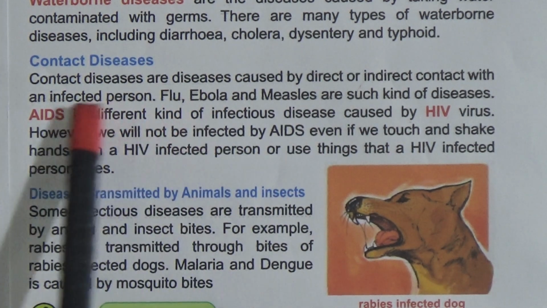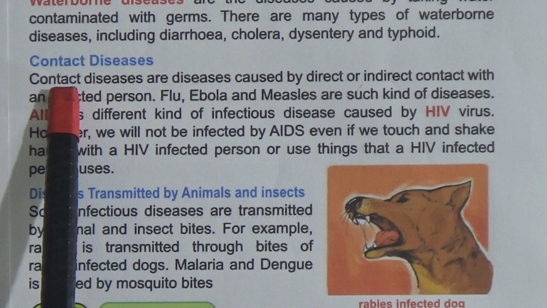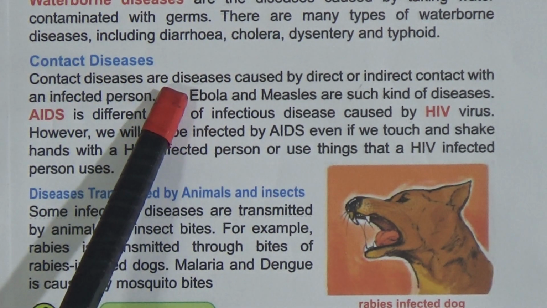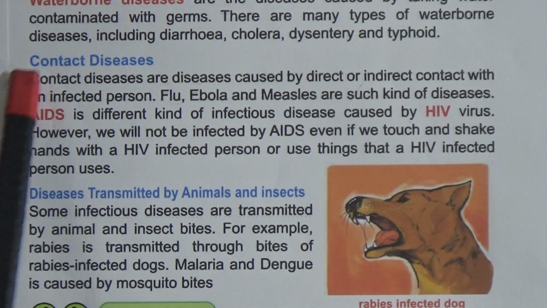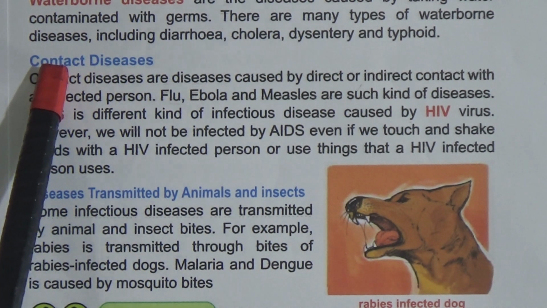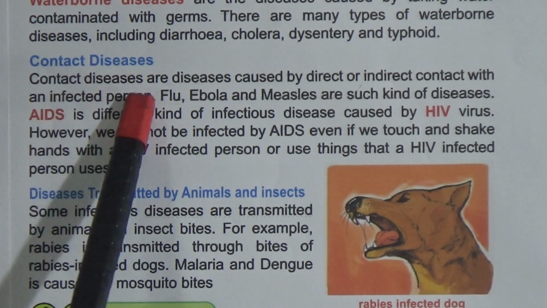But some viruses like flu, Ebola, measles are spread if we contact or shake hands, or if we use the table, chairs, glass, plate, cloths and toilets, that is, if we have close contact with a person who is infected, that time we are infected.